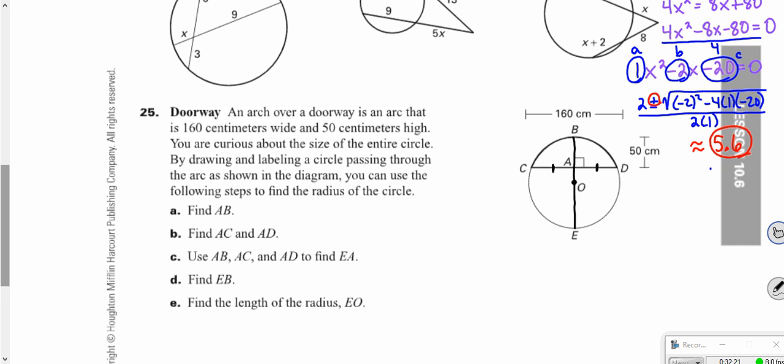So like on this first one, it says find the length of AB. Well, the length of AB, they say off to the side there is 50 centimeters. Find the length of AC and AD. Well, they tell you up above that the length of CD is 160. So that means AC has to be 80. And that means AD also has to be 80, because again, those have to be congruent. I'll stop there. You all can finish. This concludes section 10.6.